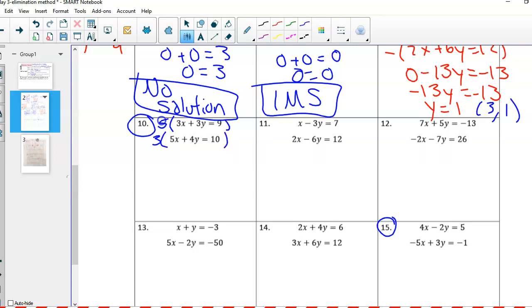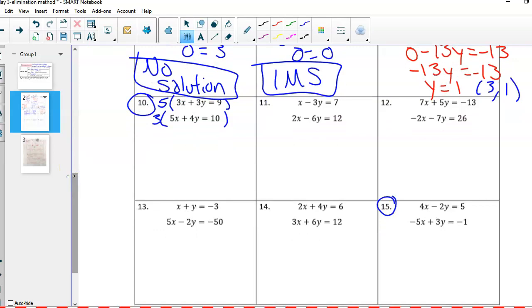Why are you doing that? You need to get the same number, so you need to get common multiples. 15 is the lowest common multiple between 3 and 5. Does it have to be the lowest? It doesn't have to be the lowest, but if you go higher, you're going to have big numbers. Also, you could have made one of these negative, but you don't have to. That's completely up to you.